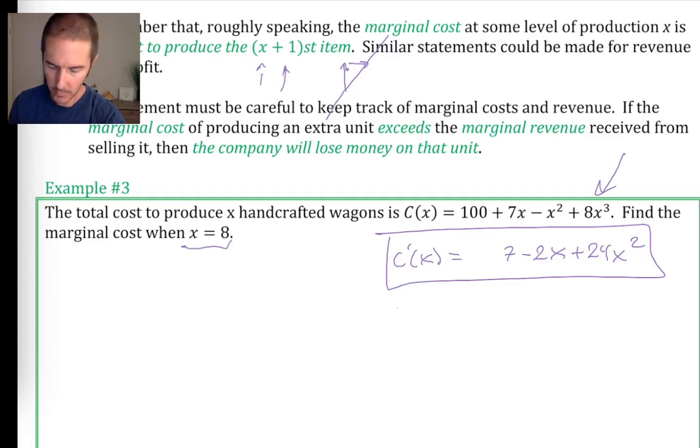And then the next thing we want to do in order to figure out the marginal cost when x equals 8 is to evaluate C prime of 8. I'm going to let you do the arithmetic on that one. I think you can handle it.